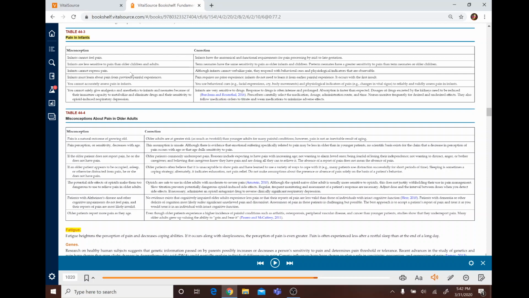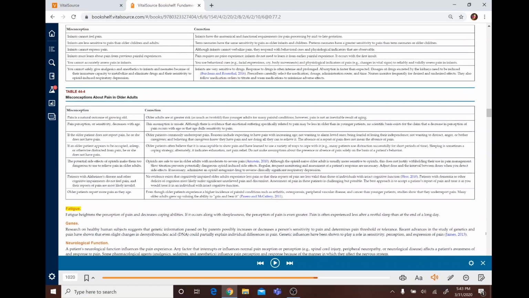It says infants cannot express pain. Infants can't verbalize pain, but they do show behavioral cues. Infants must learn about pain from previous painful experience. Nope, it's not true. When they get pain the first time, they'll figure it out. They basically know what's up. You cannot accurately assess pain in infants. Maybe not verbally, but you can use behavioral cues. You cannot safely give analgesics and anesthetics to infants and neonates because of their immature capacity to metabolize and eliminate drugs and sensitivity to opioid-induced respiratory depression. It's not true. You just have to adjust the dosage and monitor them.